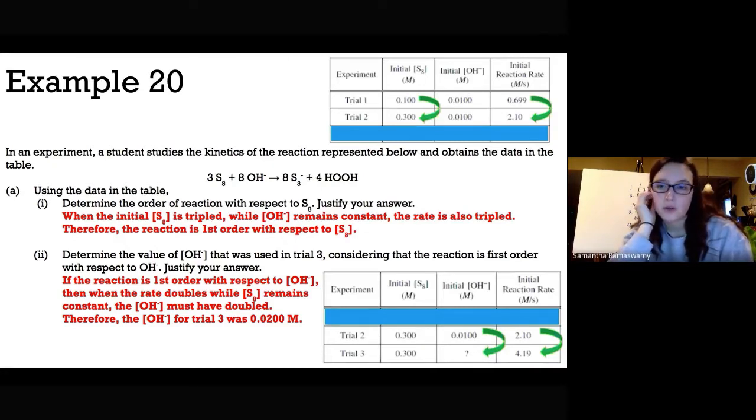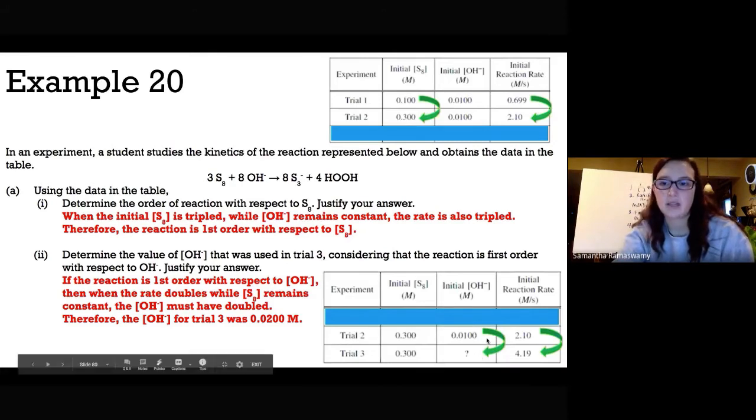So if it's first order with respect to OH minus, that means that whatever happens to concentration also happens to rate. So if we look at the rate, 2.1 to 4.19, the rate actually doubles. So if the rate doubles, that means that the concentration must also double. So 0.02 molar. So again, whatever happens to concentration also happens to rate. So if the rate doubles, OH minus must double because S8 is remaining constant.